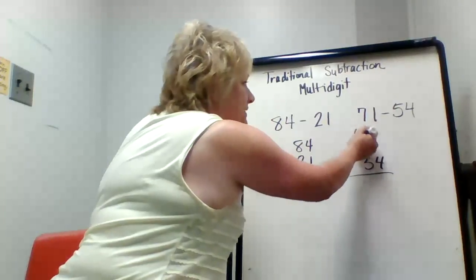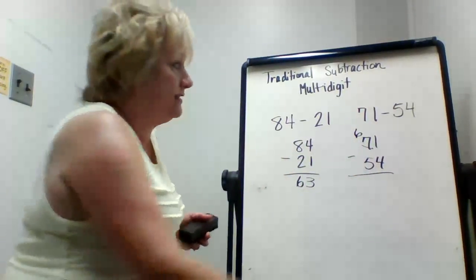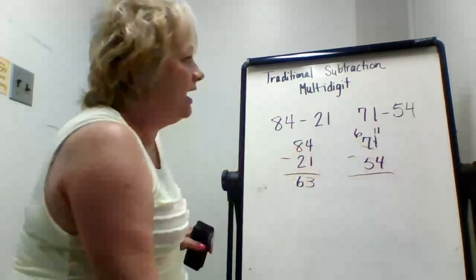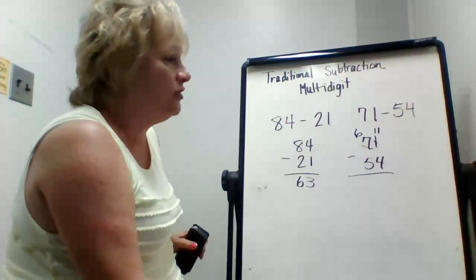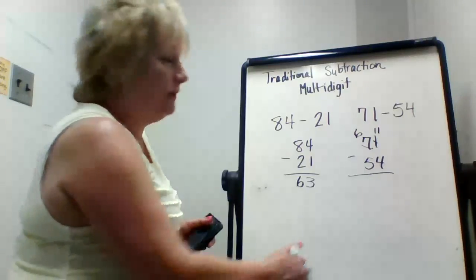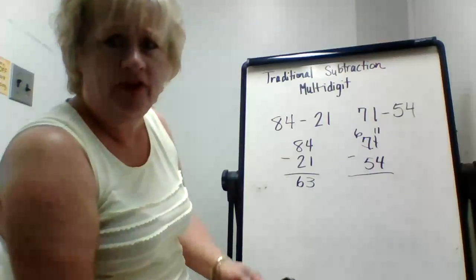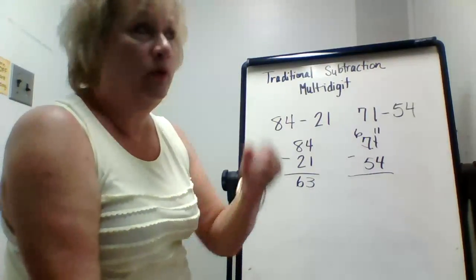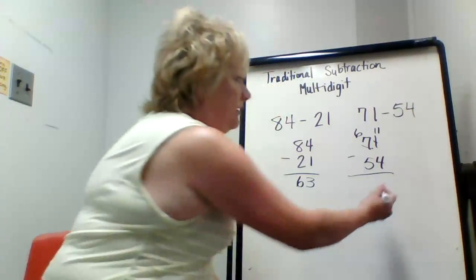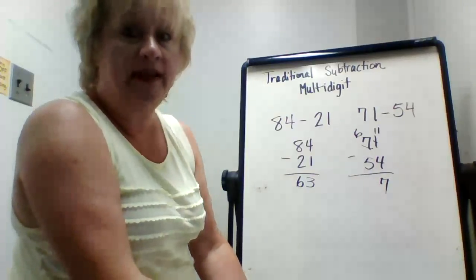But that 1 isn't actually a 1. It's from the 10 spot, so it's worth 10 ones. 10 ones plus 1 one is 11. I'm just going to add a 10 to the 1 and get 11. Now I have enough that I can take 4 away from it. 11 minus 4 is, if you don't know how to do that, if you don't know your facts, you can count up. 4, 5, 6, 7, 8, 9, 10, 11. That's 7. But maybe you know your subtraction facts and you know that 11 minus 4 is 7.